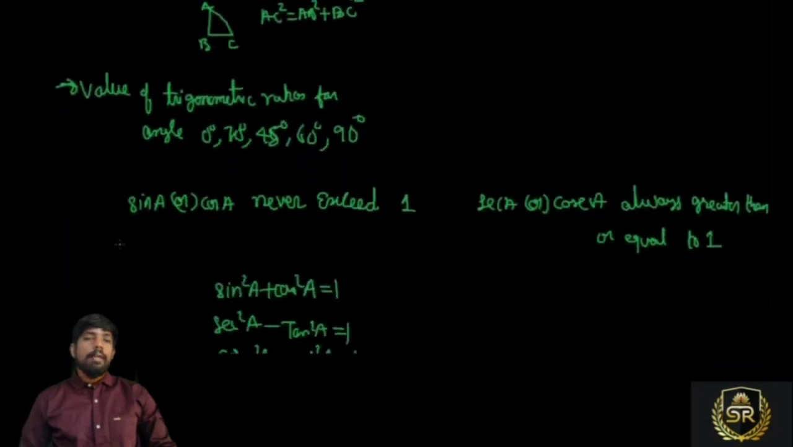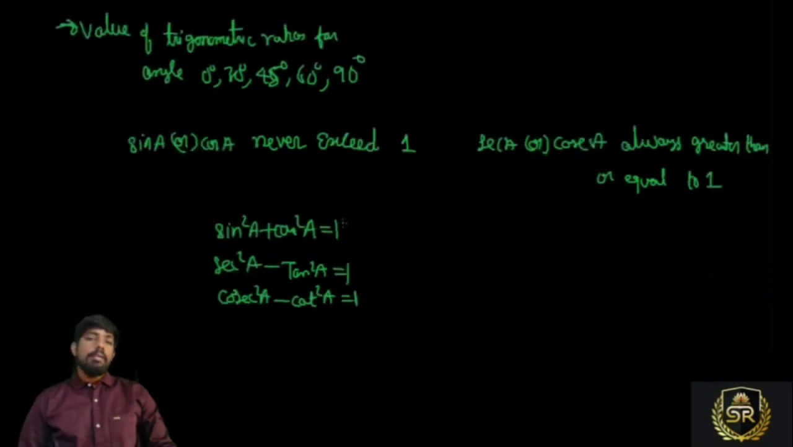Next, sin A and cos A never exceed 1. Minus 1 to 1. Sin value lies from minus 1 to 1, cos A also minus 1 to 1 only. Never exceed 1. Up next, secant A and cosecant A are always greater than or equal to 1. Okay. These are the important points.